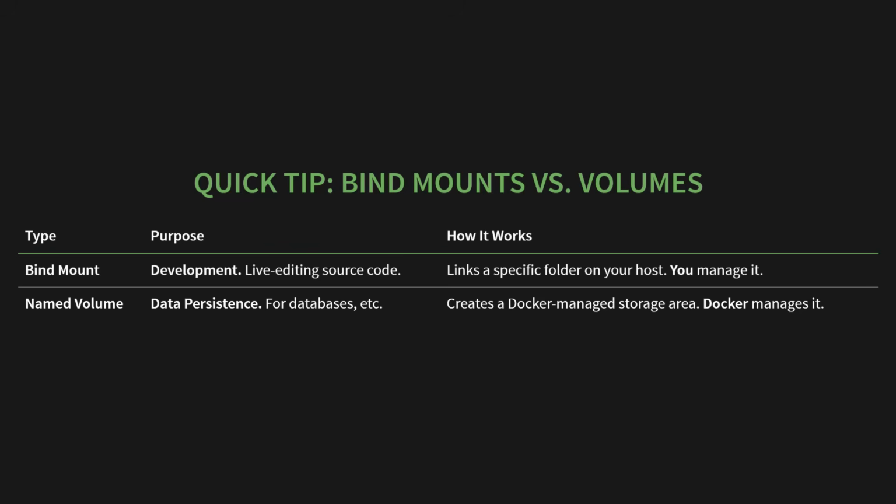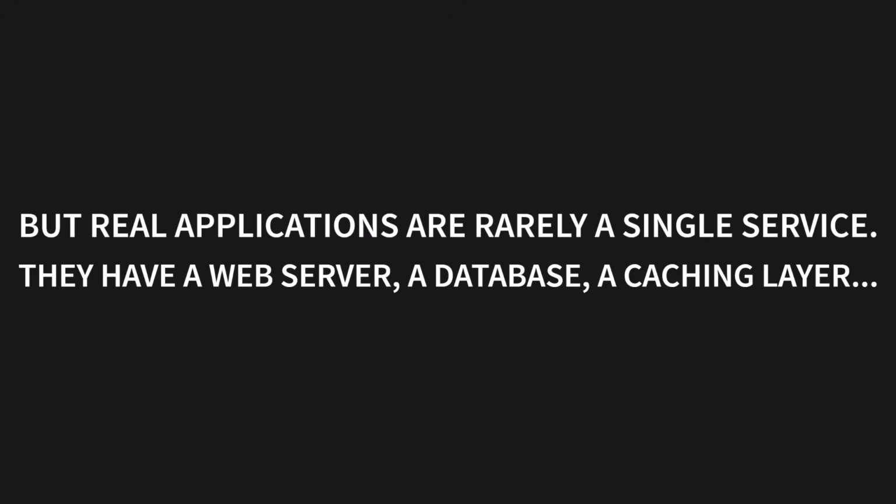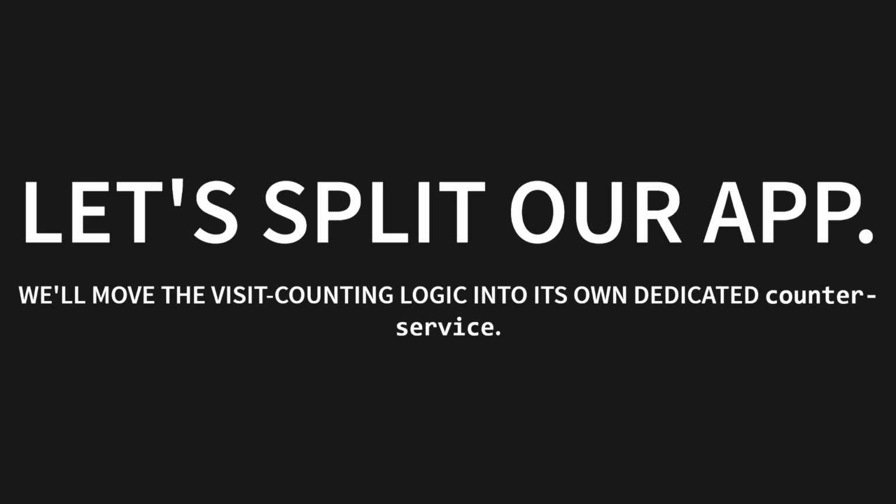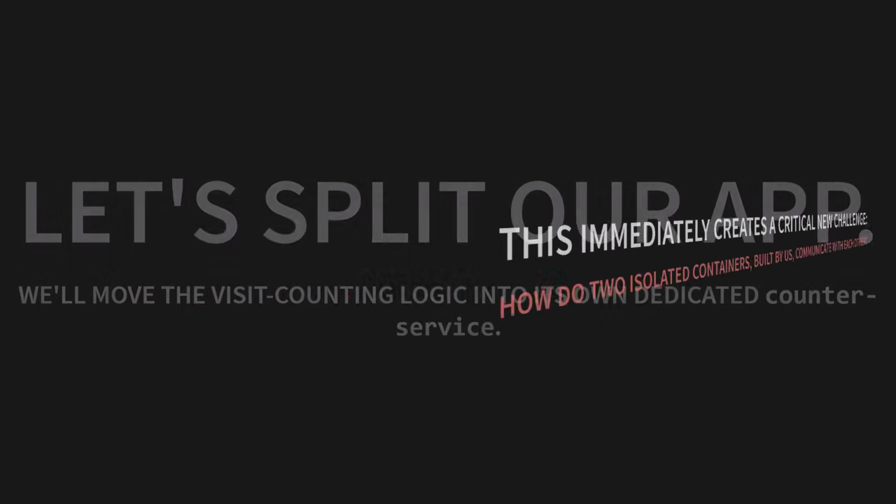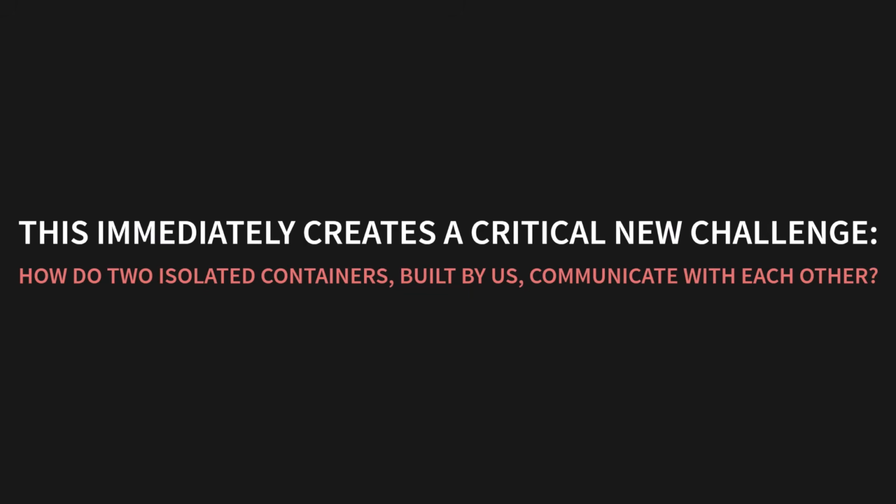We now have a lightning-fast feedback loop. But real applications are rarely a single service. They have a web server, a database, a caching layer, a whole ecosystem of components working together. So let's level up. Let's split our app. We'll move the visit counting logic into its own dedicated counter service. This immediately creates a critical new challenge. How do two isolated containers built by us communicate with each other?